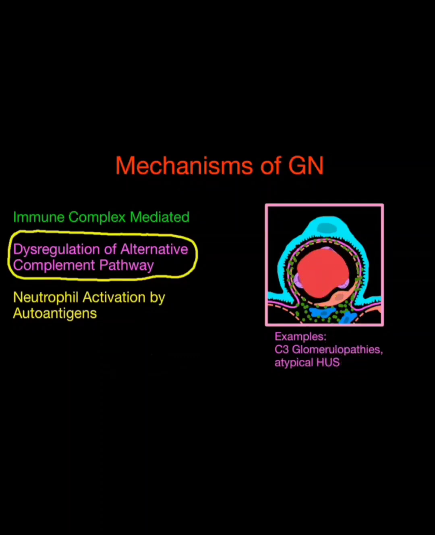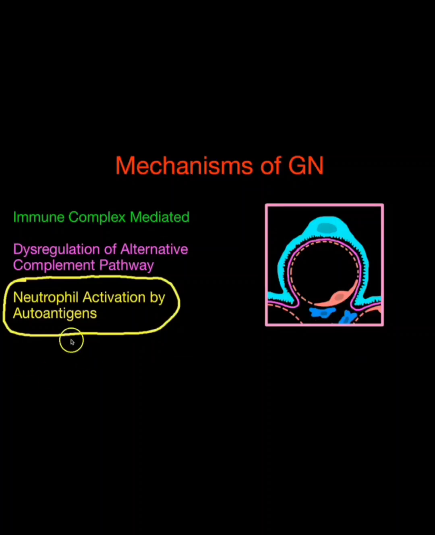So the final major mechanism of GN worth mentioning is through neutrophil activation by autoantigens. So you may have heard of some of these diseases before, and these diseases involve what we call ANCAs, anti-neutrophil cytoplasmic autoantibodies. And so here's how they work.